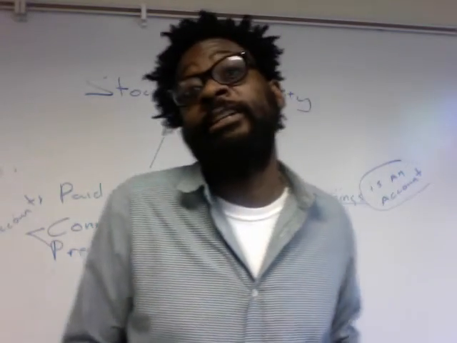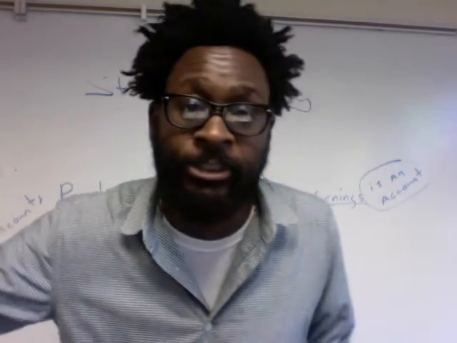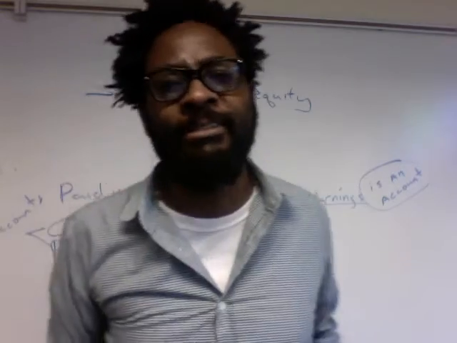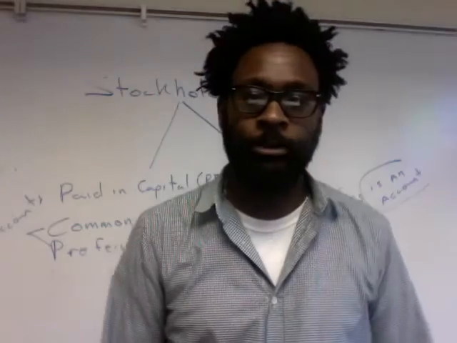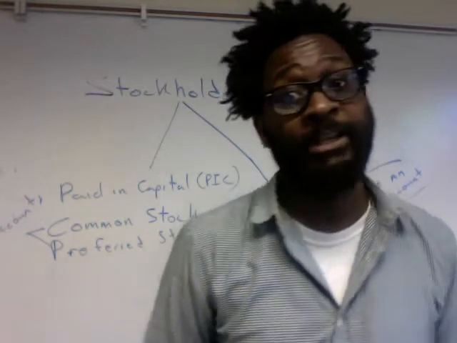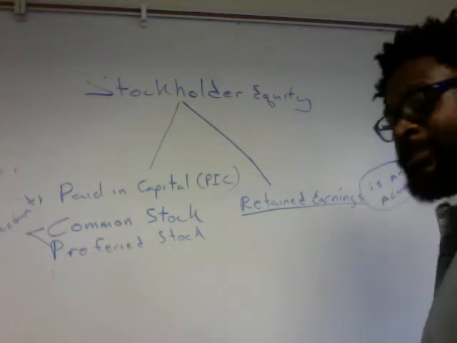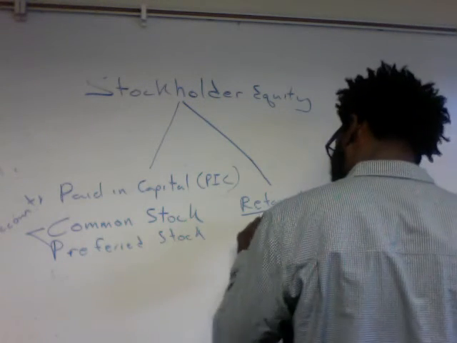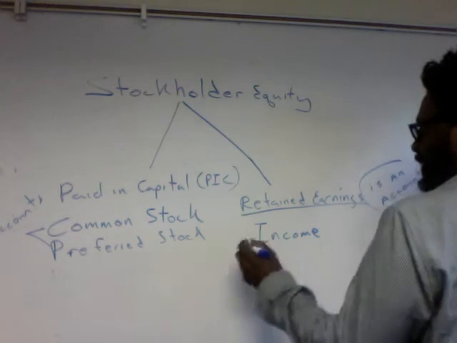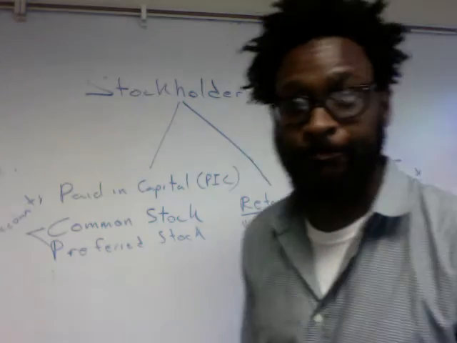And we said earlier in the description that dividends are when you distribute income to your shareholders. Well, we don't decide to distribute this income. We decide to keep this income to help the company grow. And so whenever we have income and we decide to keep it, it's considered what? Retained earnings. One word definition, income. Retained earnings is income.